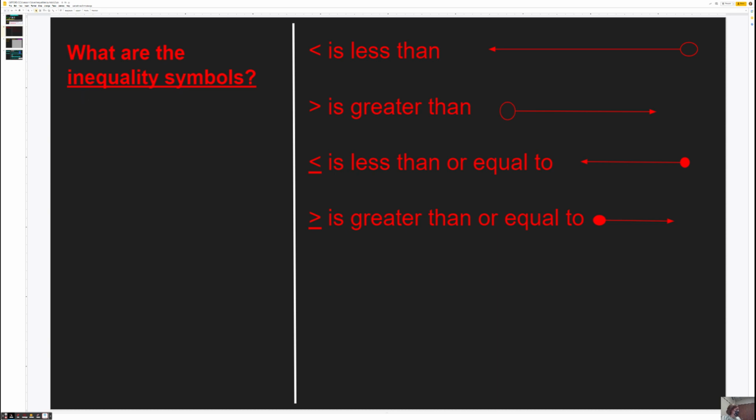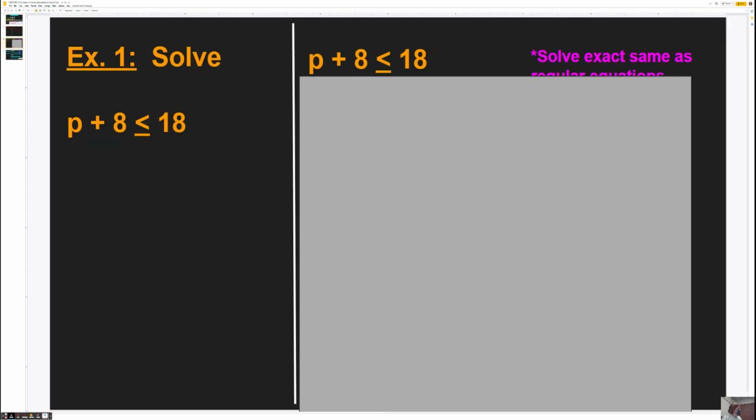And these slides are posted in Schoology, so if you need to go back and refer to them, you can go back there. So let's have our first example. We're going to solve the inequality P plus 8 is less than or equal to 18. So again, the only difference with solving inequalities is instead of an equal sign in here, we've got this inequality symbol. And what it's saying is whatever number we put in here for P, when we add 8 to it, the solution is going to be less than or equal to 18. That's what that means.